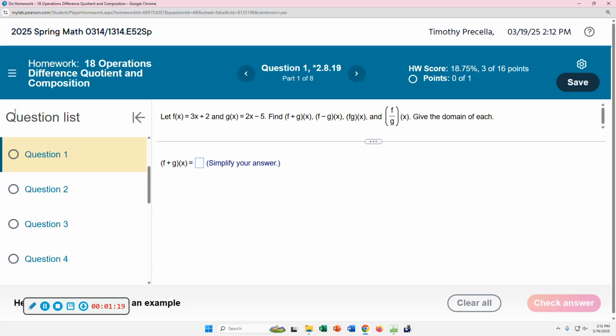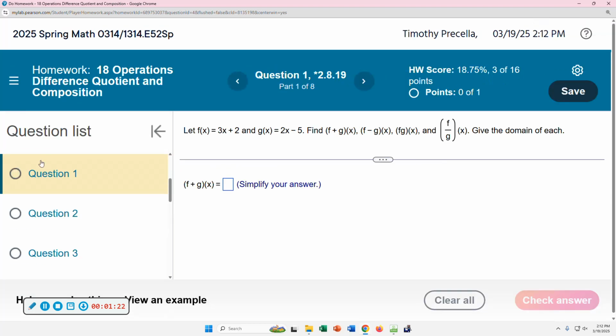Looking at number one, we have two functions. We have f of x equals 3x plus 2, and g of x is equal to 2x minus 5. Notice the instructions. They want us to find, inside the parentheses, f plus g of x, f minus g of x, and look at that third notation there. It's just fg. If you don't see an operation, that's assumed multiplication. So that's said f times g. And then division, they're denoting with the fraction bar, f divided by g.